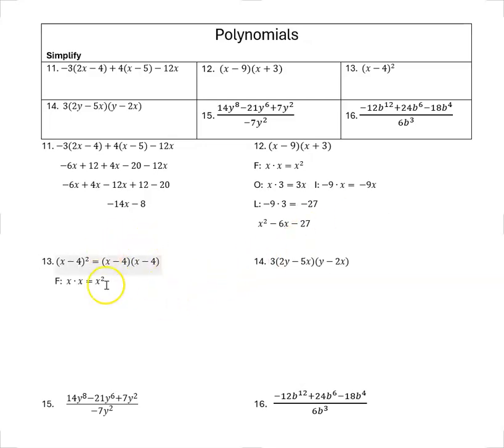Again, our first terms are x times x. That's going to be x to the second power. And that is because this is x to the first power and x to the first power. And you add those powers together to get 2.